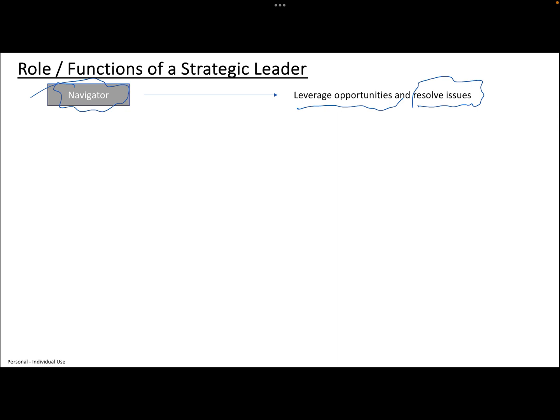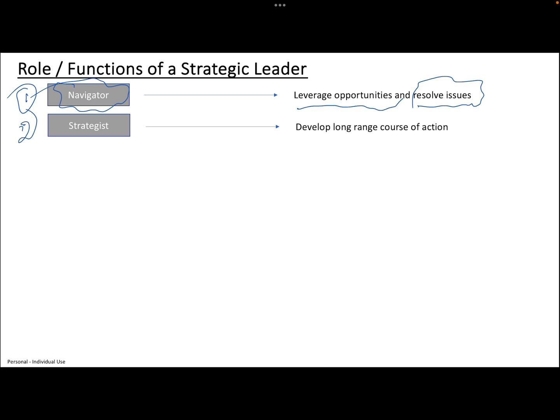He will be playing different roles. Let's see them one by one, right? The first one, he is a navigator. He will take you through all the opportunities in the market and resolve all the issues which fall on his way.